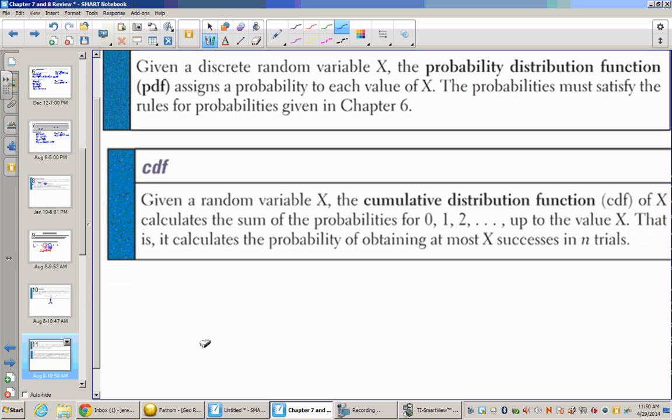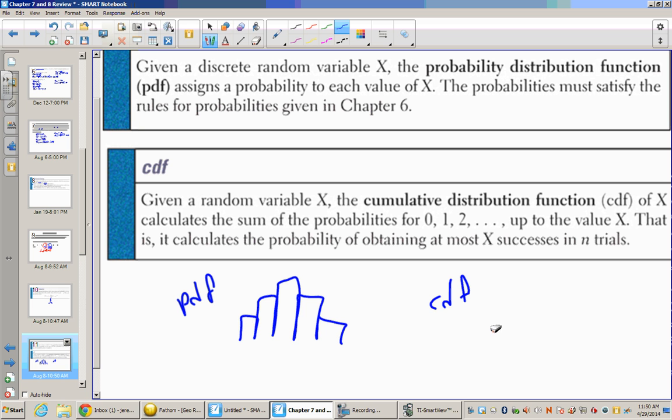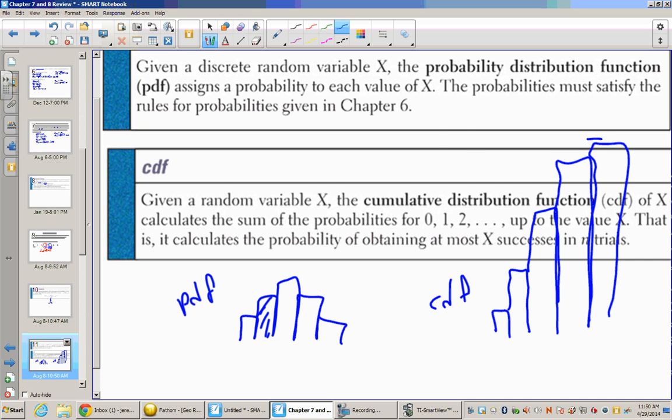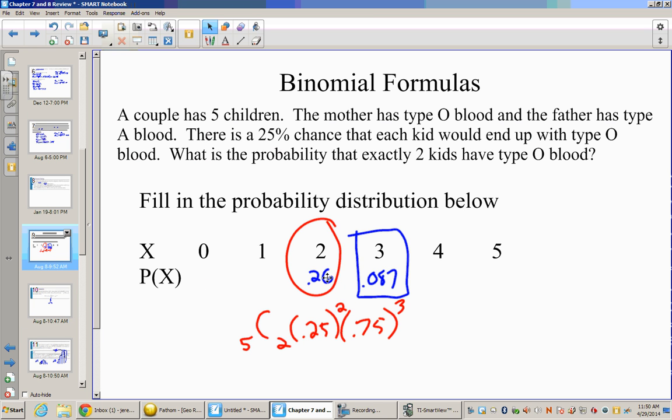So if you have a distribution that looks like this for a PDF, your CDF takes this value and adds it to this value. So you start with the same value, but your next one adds this to the top of it, so it gets higher. Then you add the next one to the top of it, and it gets higher. And the next one gets higher, and so on, until finally you get to 100%. So that's the cumulative distribution. So if we do a CDF up until 2, it adds all the probabilities of getting 0, 1, and 2.